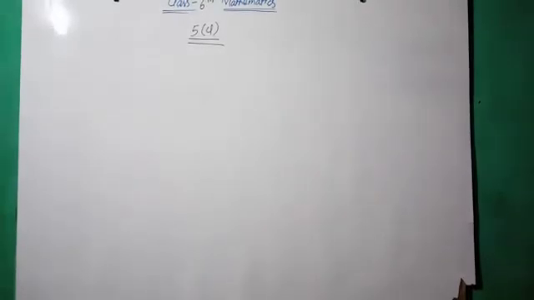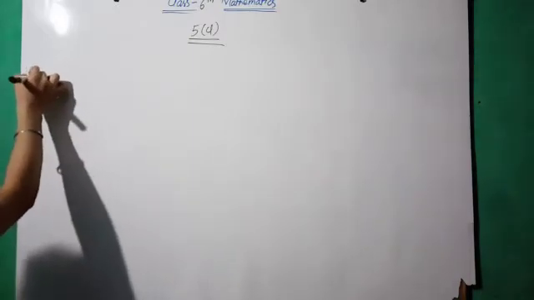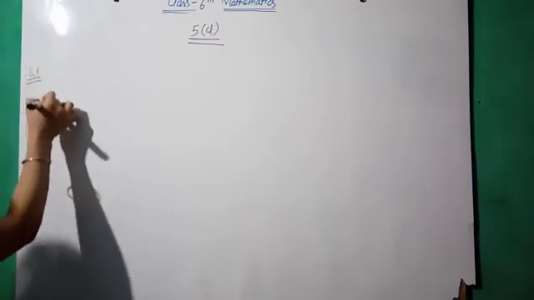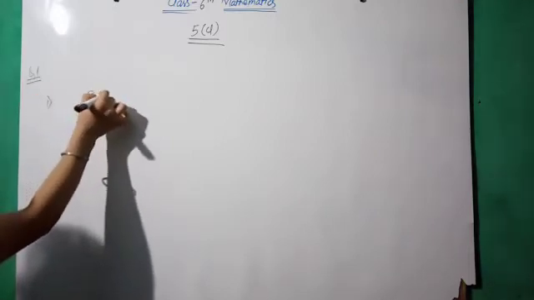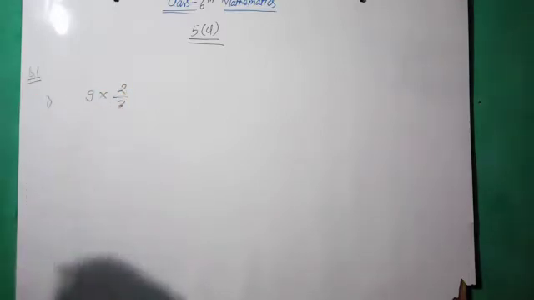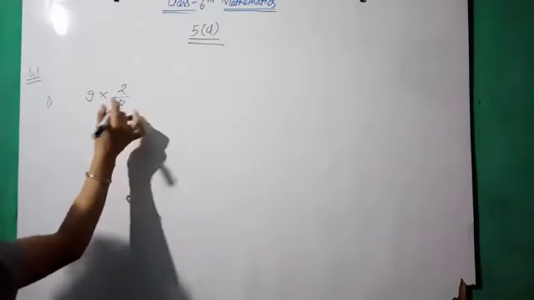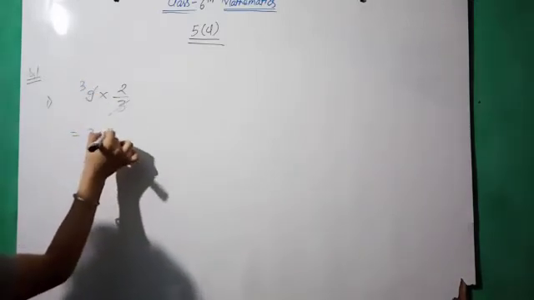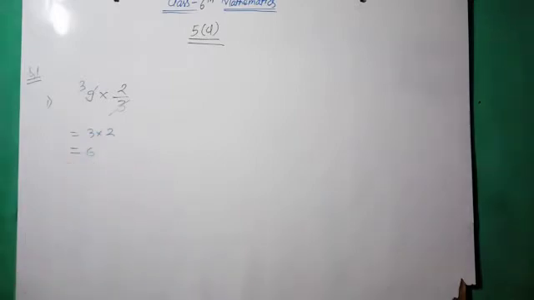Question first. Multiply as indicated and reduce the product to its lowest terms. It means you have to simplify. I have already discussed that you should practice this method so that it will be easier for you to use in any question. The first part is 9 into 2 by 3. Here you first cancel 3 with the 9. So the answer is 3 into 2, that is 6.